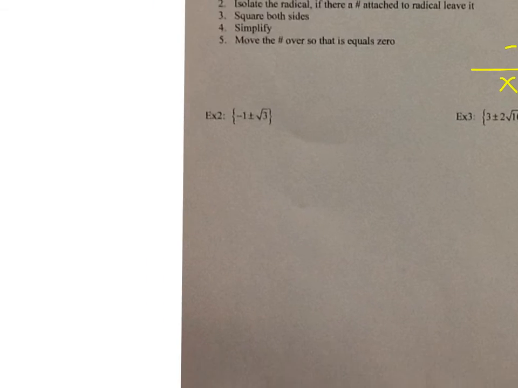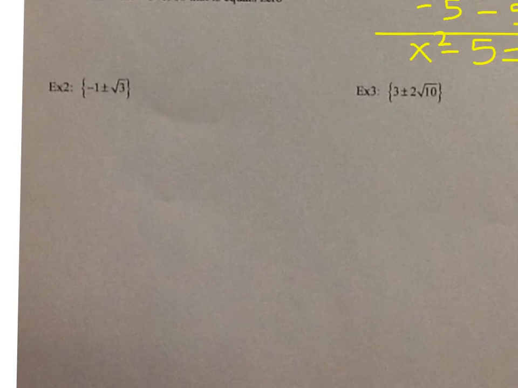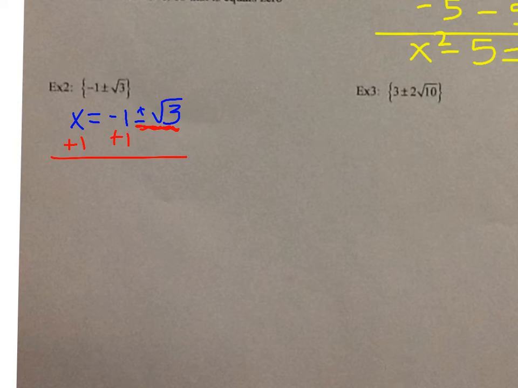Okay, so let's take a look at number 2. A little bit more difficult because I have that 1 in front, that negative 1. Start off by setting them equal to x. So I have x equals negative 1 plus minus the square root of 3. Now, you want to make sure you isolate the radical. You want to get the radical all by itself. So I have to add 1. So I have x plus 1 equals plus minus the square root of 3.